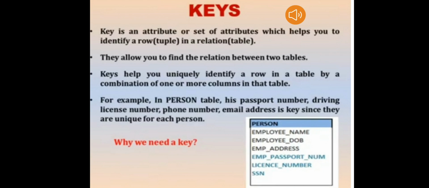For example, in a person table, passport number, driving license number, phone number, and email address are keys since they are unique for each person. So they have a unique identity.